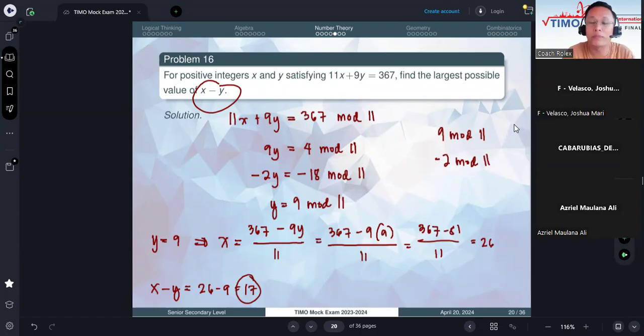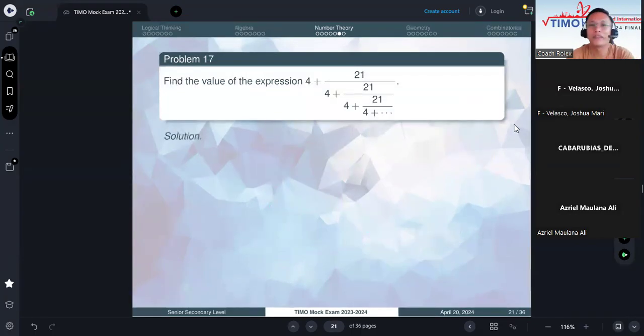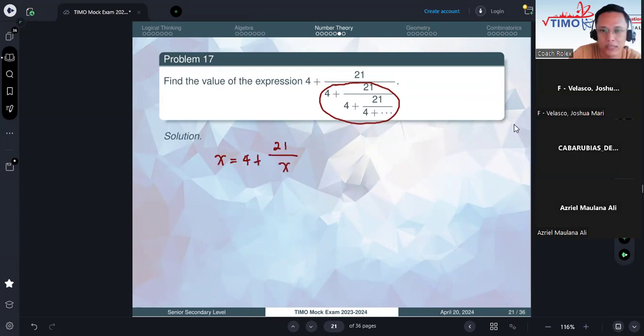Speaking of 17, we have problem number 17. Find the value of this expression. This is a very common problem. As you can see, the pattern will recur here. So if we let the entire expression be x, then we can write x is equal to 4 plus 21 over x. This is obviously a positive number.